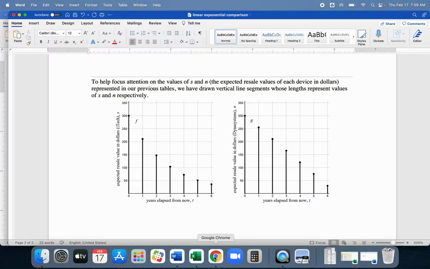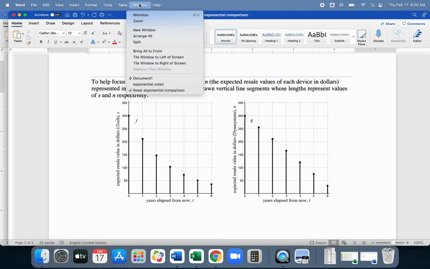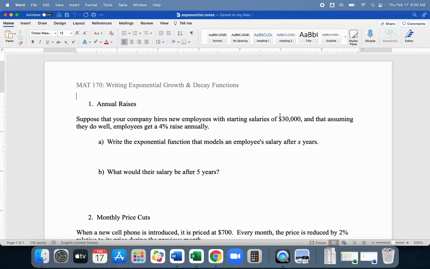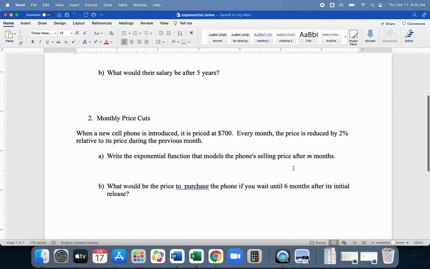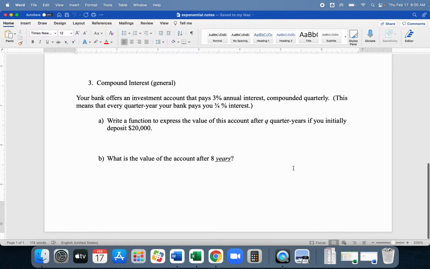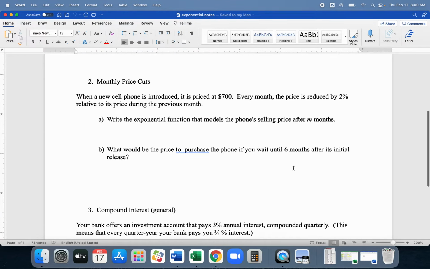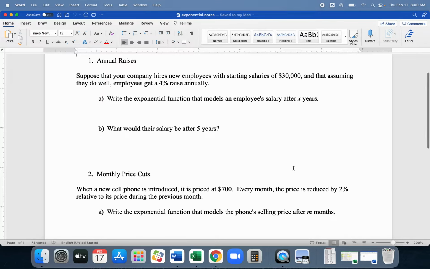All right, so let's see. There's something else I wanted to show you next. Oh, I know. We left off the end of class on Tuesday. It's kind of like a worksheet. But we went through these annual raises and monthly price cuts, and then I said, compound interest, we'll talk about that next time. Now is next time. So this worksheet was about how do you write an expression to model these exponential relationships.